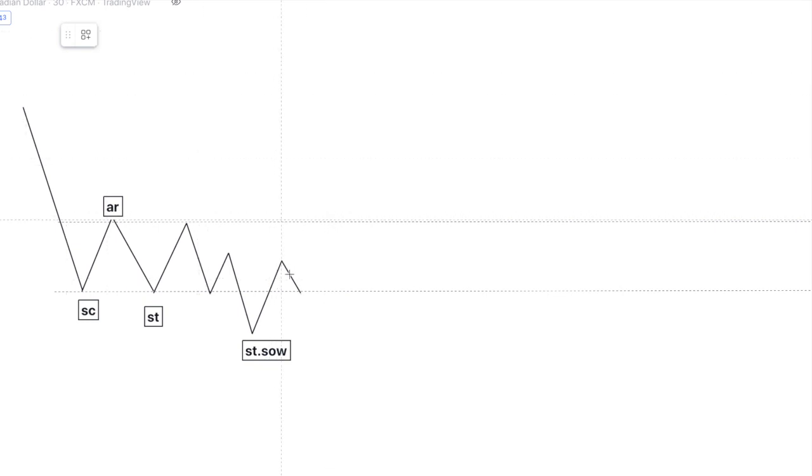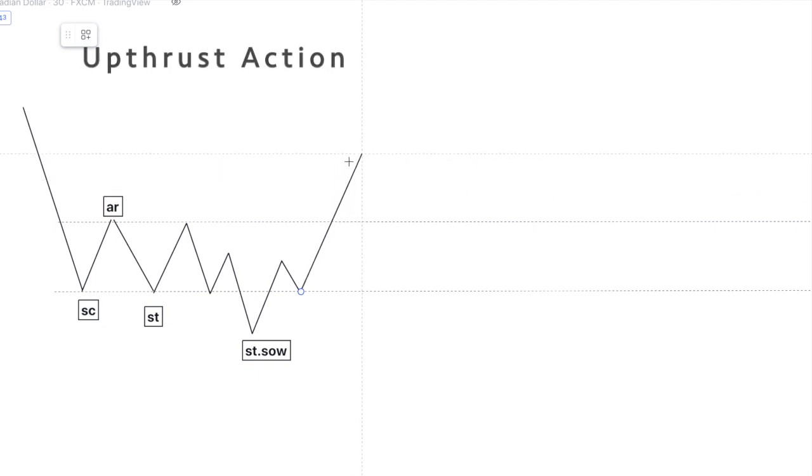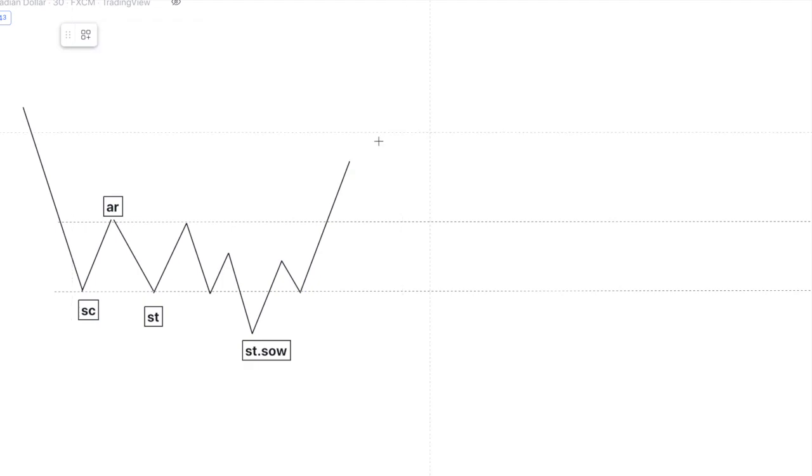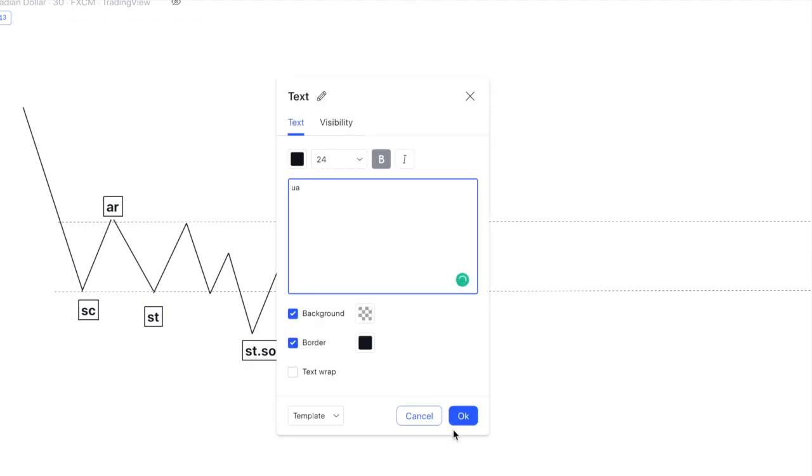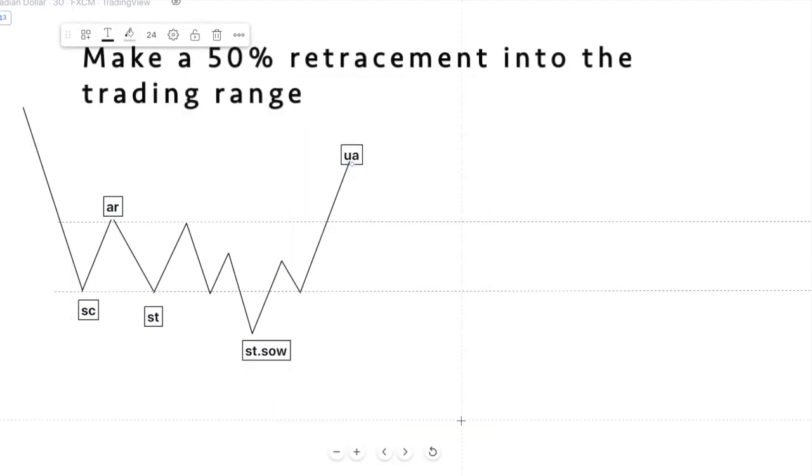Unlike the book where you're just looking at the lines. Next, we have a UA, which is our upthrust. Now, for the upthrust, we have a rule, again, not in the book. Your upthrust needs to come back into the trading range 50%.